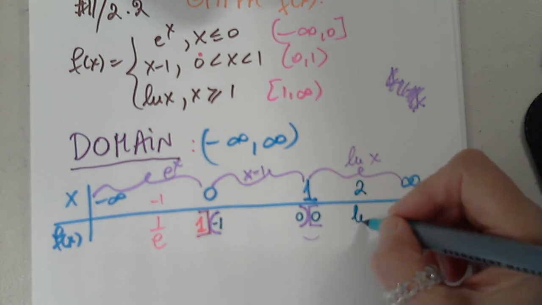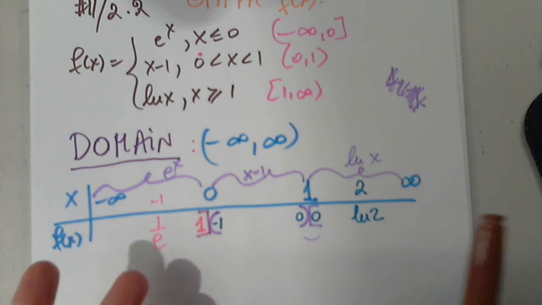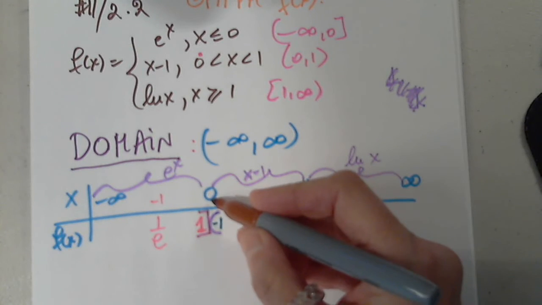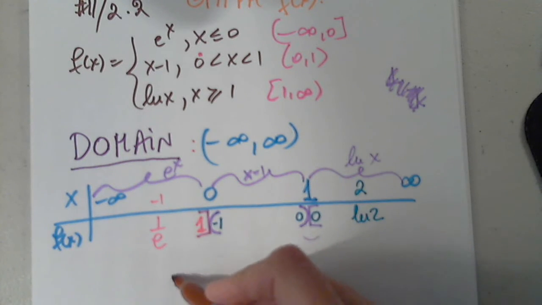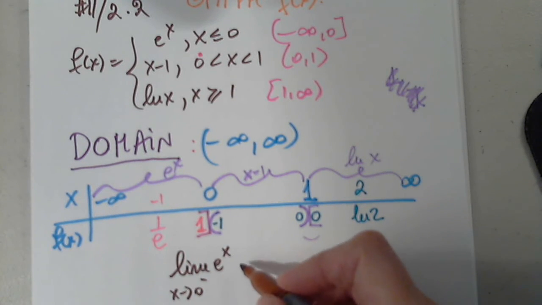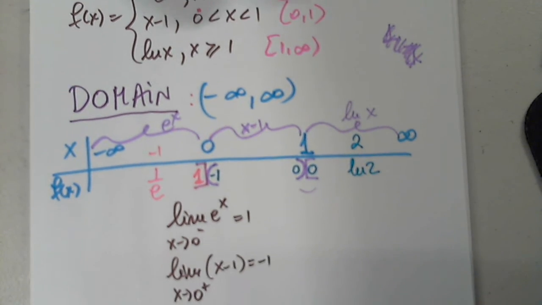When I plug in 2, I get a natural log 2. I have no idea what that is. I'll approximate it in a minute. So at this point, if you ask me which x values the function doesn't have a limit, I know exactly the only one is 0. Because the limit of e to the x, when x approaches 0 from the left, is 1. And the limit of x minus 1 when x approaches 0 from the right is -1.